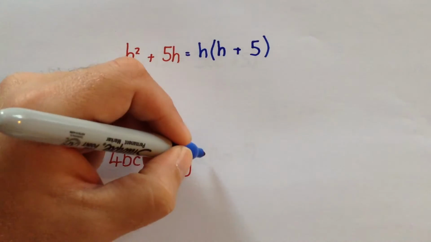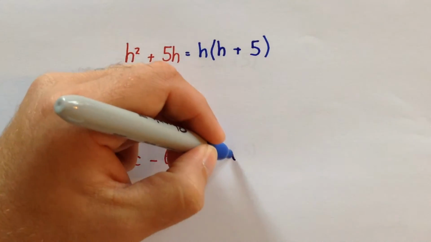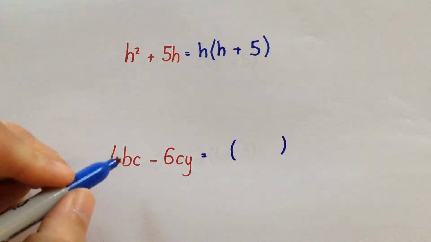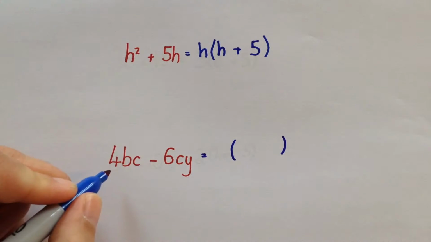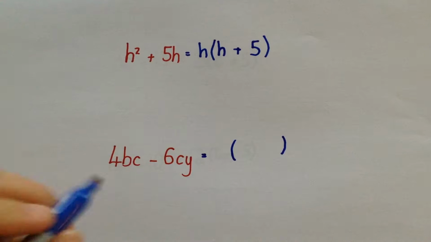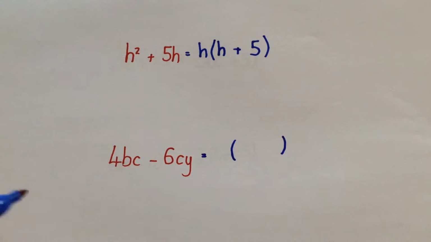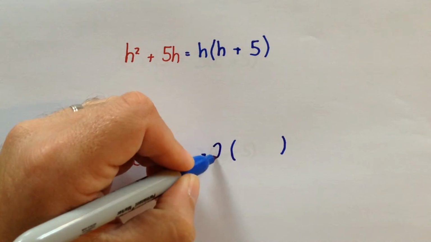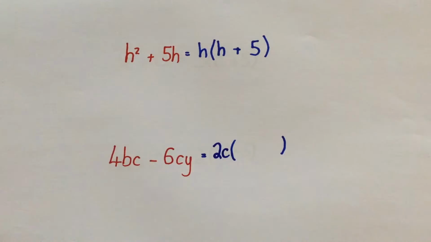For the next example, we're getting a little bit more complex. We're going to have both numbers and letters on the outside. The reason I know this is there is a common letter in both of the terms, c, and both 4 and 6 have a common factor that can be put onto the outside. The highest common factor of 4 and 6, so biggest number with 4 and 6 in its times table, is 2. And both terms have the letter c in it, so I'm going to put 2c onto the outside.